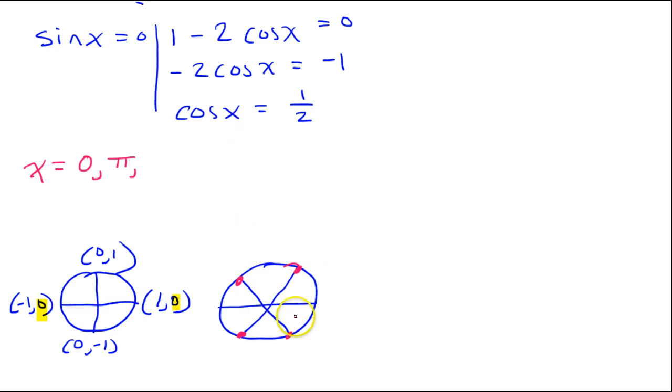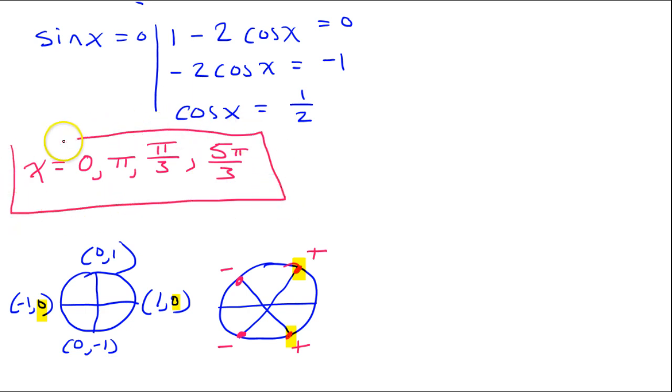The cosine of any of them will give me some kind of 1/2, but these two will be positive 1/2, and these two will be negative 1/2, because cosine is the x value, positive to the right, negative to the left. Since we want positive 1/2, these two angles are the solutions. So we just need to add those to the list. This is pi over 3, and this is 5 pi over 3. So these are the four solutions.